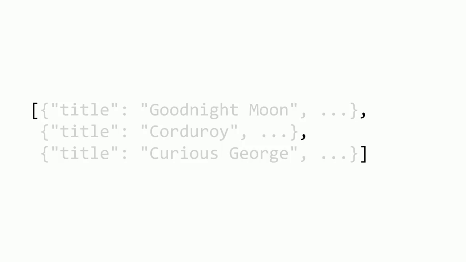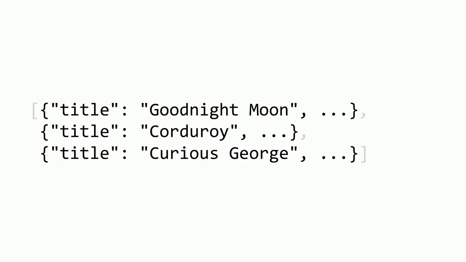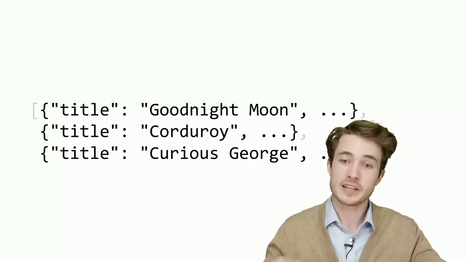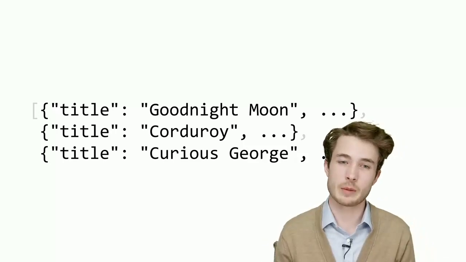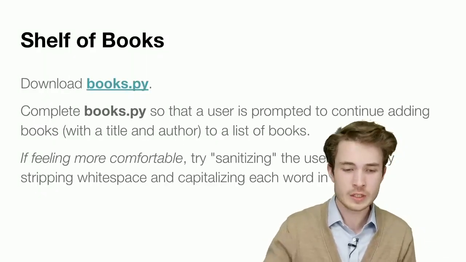But inside of this list, instead of individual strings, for example, as we saw earlier, we now have full dictionaries. We have this dictionary for Goodnight Moon, this dictionary for Corduroy, and this dictionary for Curious George. This is helpful because we can represent all kinds of different things using dictionaries, but make sure we have multiple of them by keeping a list of these very same dictionaries. So let's get some practice here.